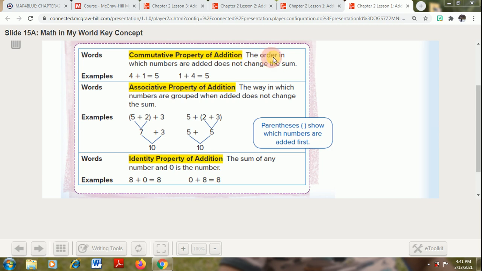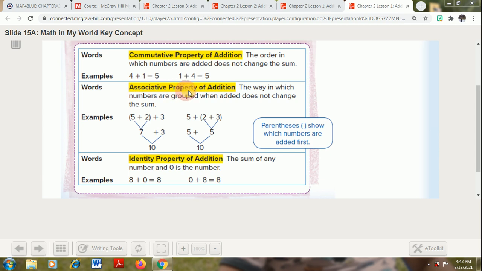It means the order in which numbers are added does not change the sum. Examples: if you add 4 plus 1, it will be 5. And if you change the order of these addends, like 1 plus 4, the sum, the result, will still be 5. Okay, so this is commutative. It is just when you change the order of the addends.